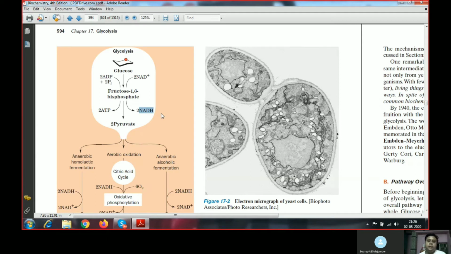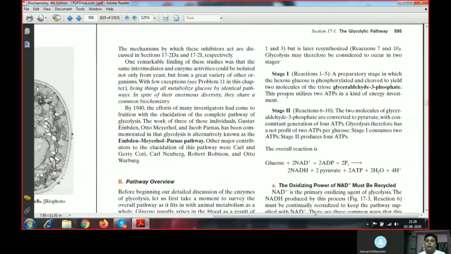So this 10-step enzyme-catalyzed reaction, where glucose is ultimately converted to pyruvate, can be broken down into 2 different phases. One is known as the preparatory phase, which is stage 1, and it constitutes reaction 1 to reaction 5. Preparatory phase means you are investing some amount of energy so that you ultimately get a molecule from which you can generate more energy.